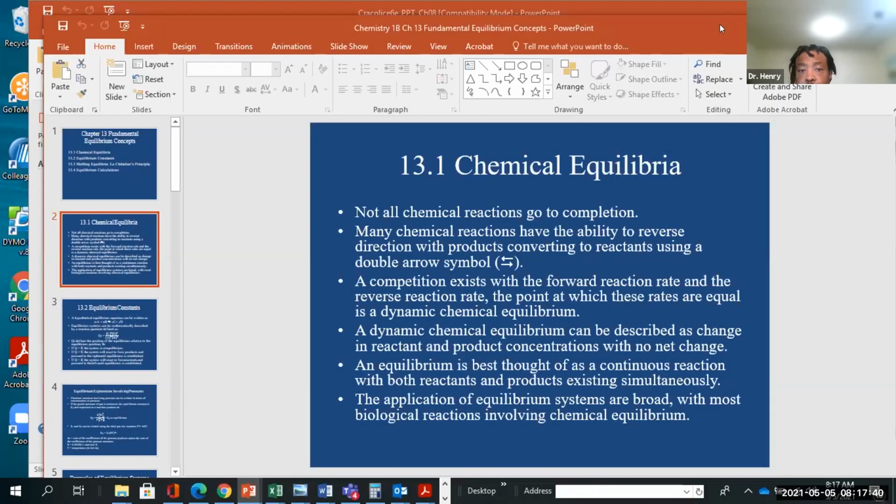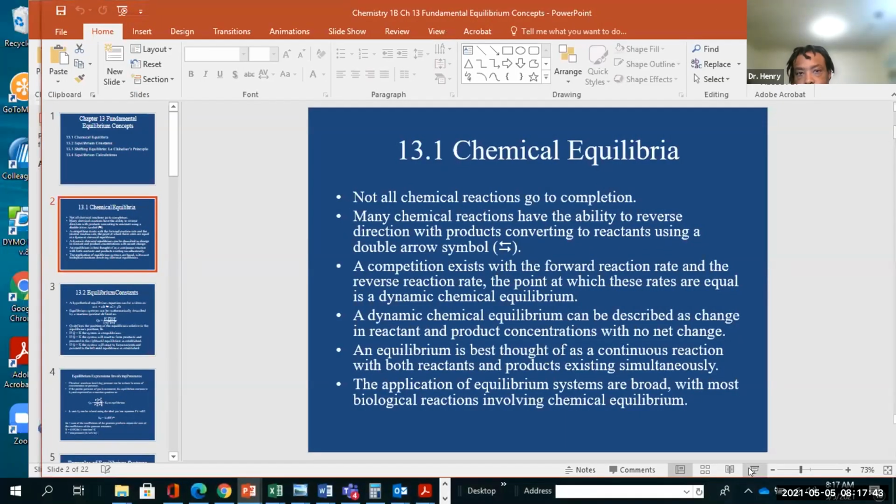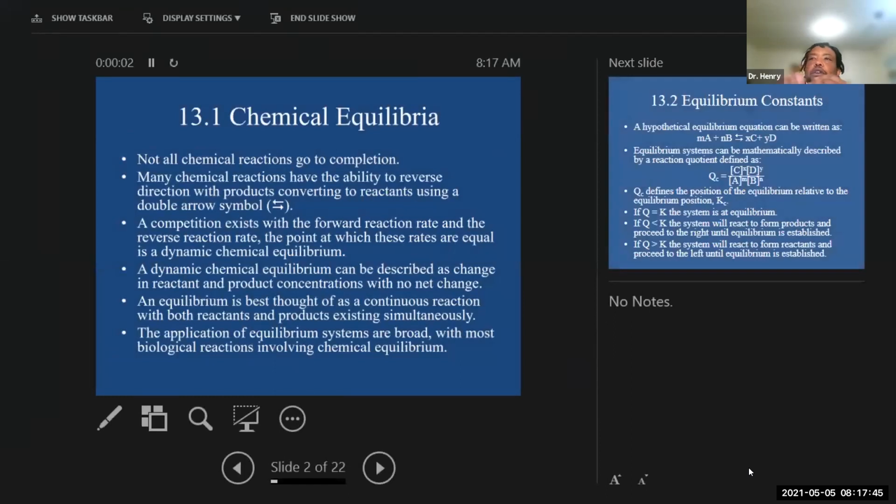Okay, so next thing that we're talking about is called chemical equilibrium. Okay, so basically anytime there's a reaction.